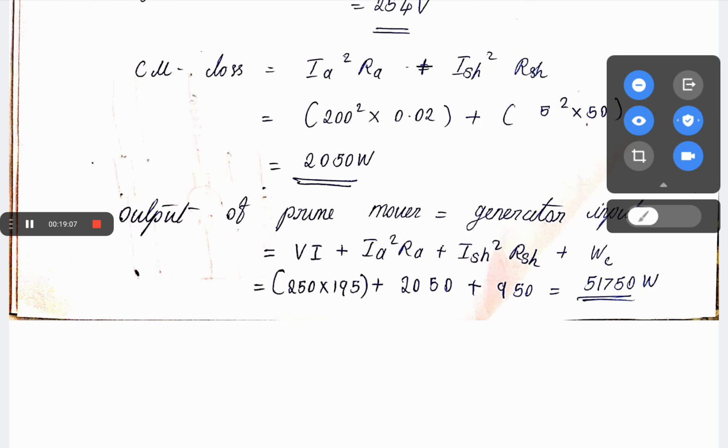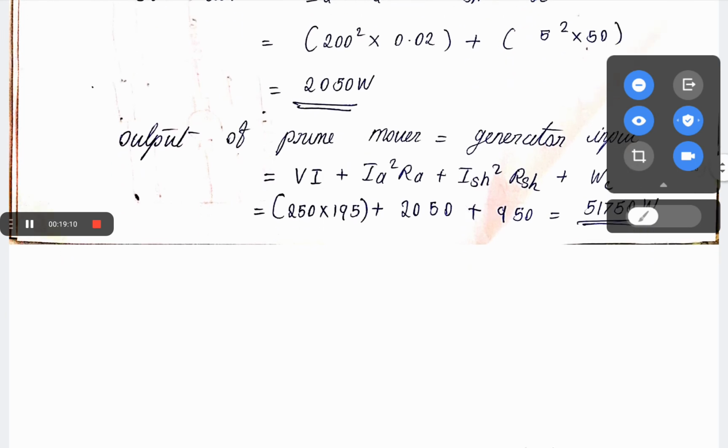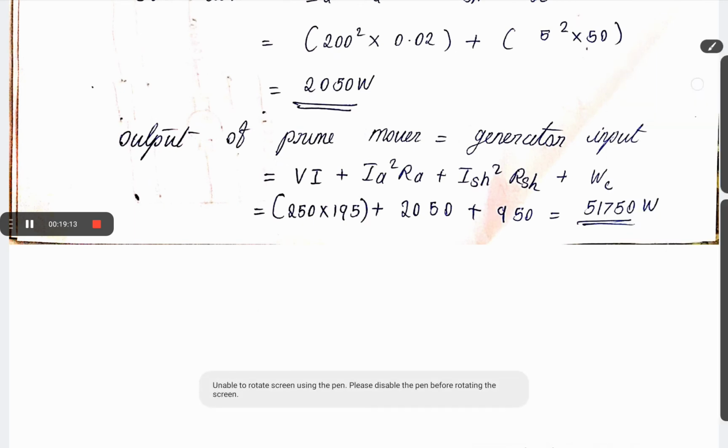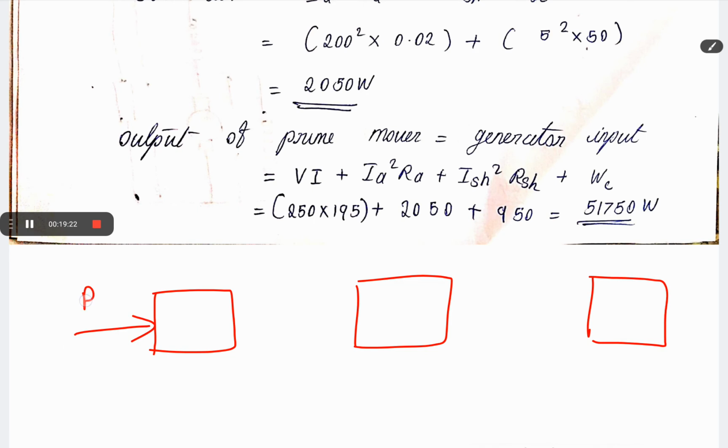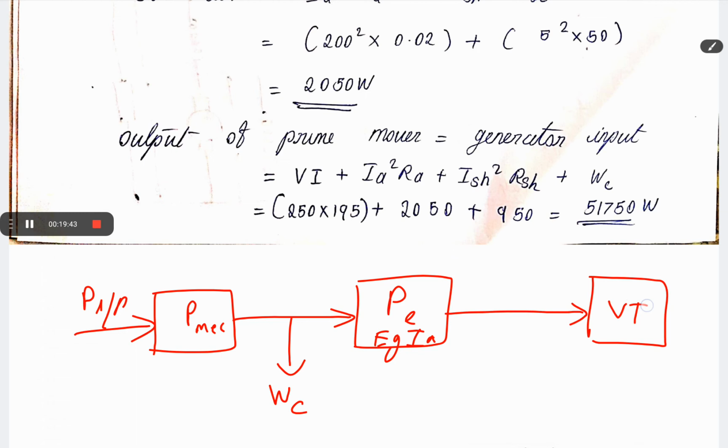Then what will be the output of the prime mover? You just remember this condition. There are 3 power stages. In the first, the prime mover input is given, that is mechanical power, in which some is lost as constant losses, iron and frictional losses. Then electrical power EgIa is generated here, and the terminal output is VI, but it will not be equal, as there are some losses as variable losses, copper losses in the winding.